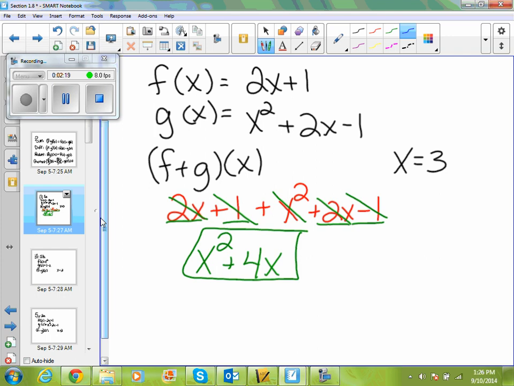Then, if I know that x equals 3, I can plug in 3 for x, so I would get 3 squared plus 4 times 3. That's 9 plus 12, which is 21.